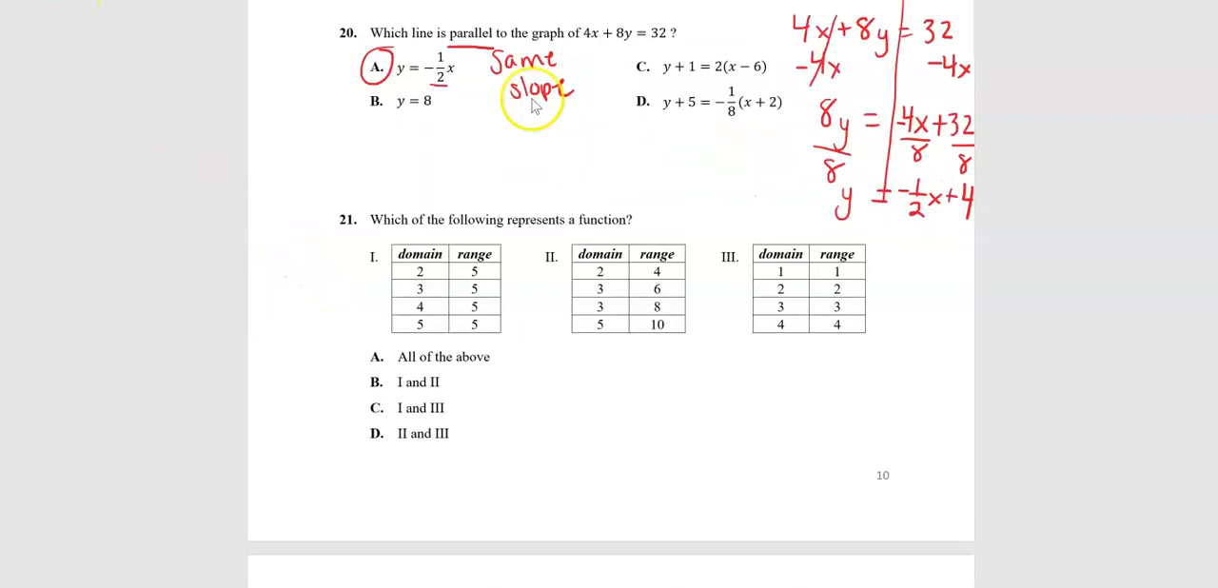And number 20, we are looking for a parallel line. It means it has the same slope, so A is the only one with the same slope.